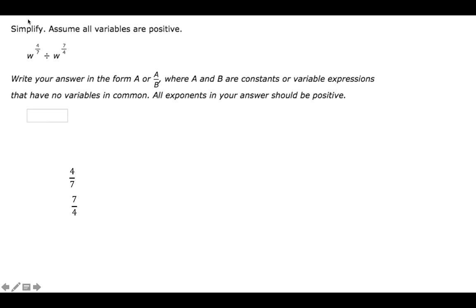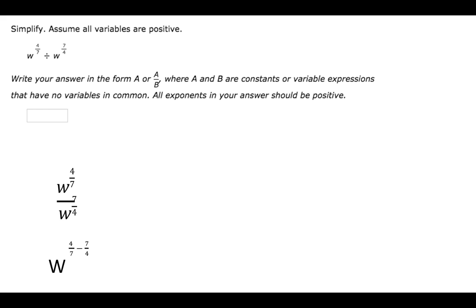All right, let's take a look at this problem. Ignore this. This will be coming up right now. So this is written in this format, but we know that that means this: w to the 4 over 7 divided by w to the 7 over 4. Again, we're going to go ahead and apply our subtraction rule. So it's going to be w to the 4 over 7 minus 7 over 4.